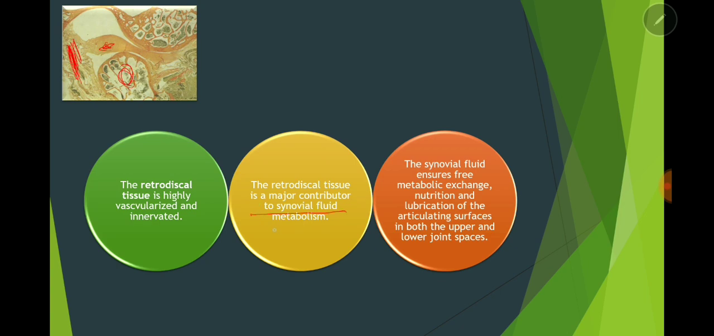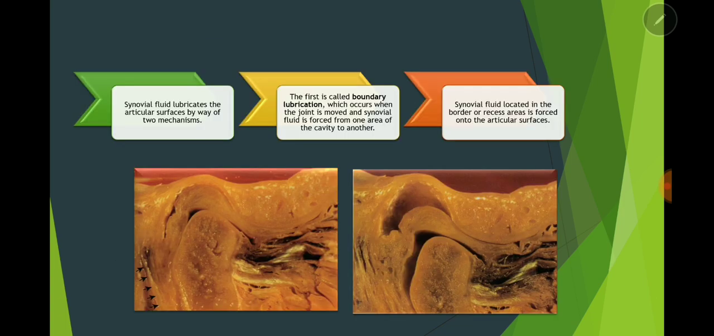metabolism. One of the main functions of the retrodiscal tissue is to produce the synovial fluid and metabolize it. The main function of the synovial fluid in the TMJ is to ensure metabolic exchange, such as nutrients, and also to provide lubrication of the articular surfaces in both the upper and lower joint cavities. That's the purpose of the synovial fluid. Where you see the arrows, they are pointing to the retrodiscal tissue, which produces and also metabolizes the synovial fluid.